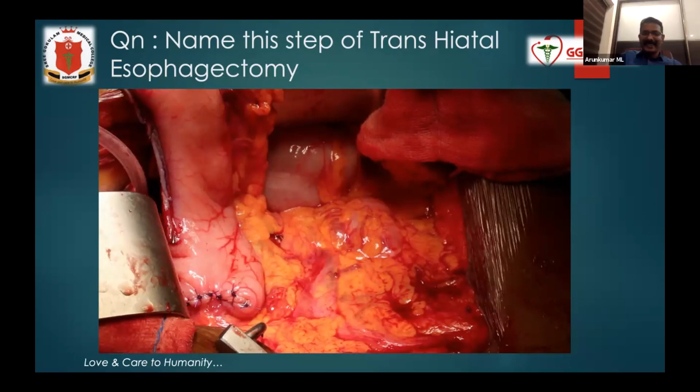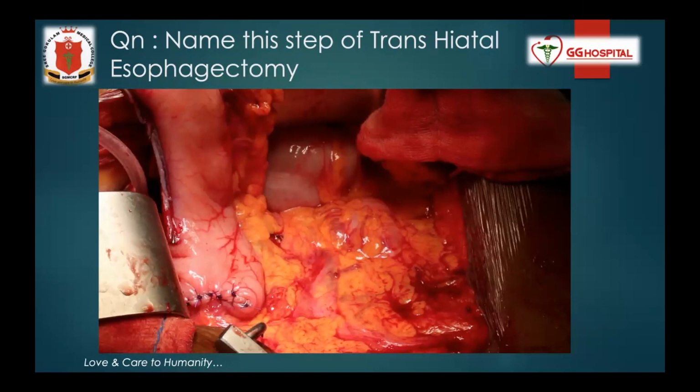Arun, one comment. Heineke-Mikulicz pyloroplasty is a straightforward answer, but that is usually done in pyloric stenosis or duodenal stenosis. But this is done as a prophylactic. So that word, prophylactic pyloroplasty, also should have been there in the answer.